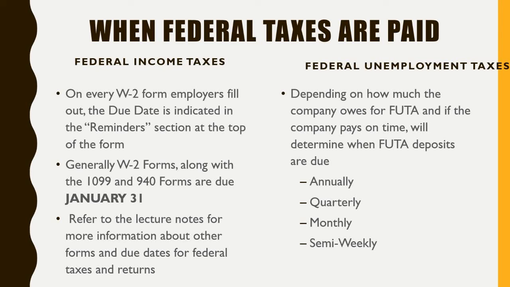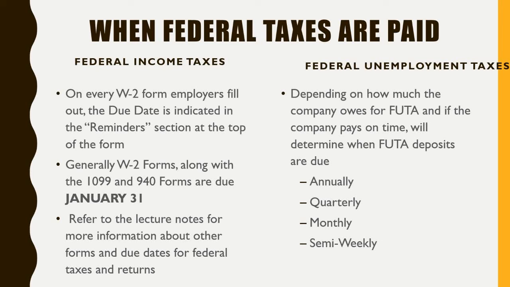Because if you miss a payment to any federal or state agency, you can get penalized, and it's pretty heavy. So that's an example of monthly or quarterly. Semi-weekly is going to be the corporation, where you pay every other week. And then of course, annually.